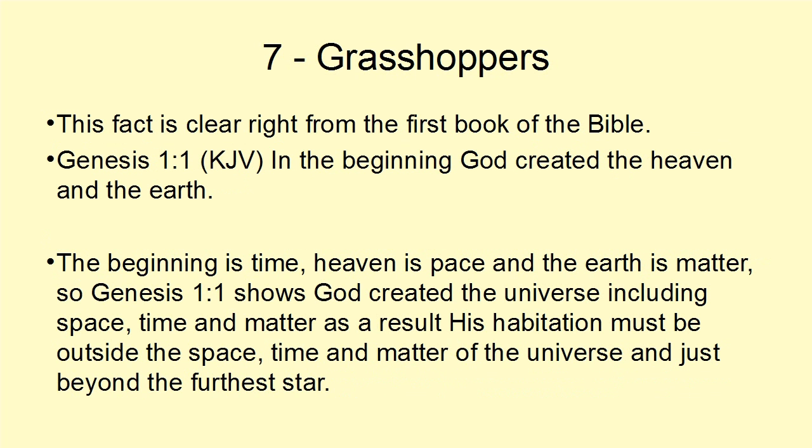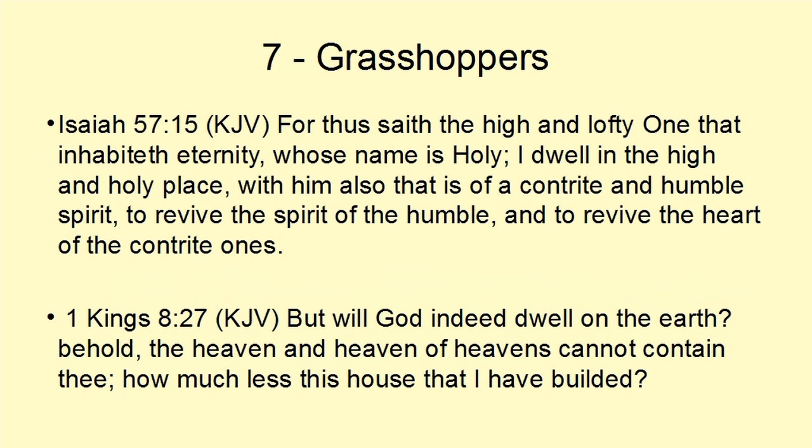Genesis 1:1. In the beginning God created the heaven and the earth. The beginning is time, heaven is space, and earth is matter. So Genesis 1:1 shows God created the universe including space, time, and matter. As a result, his habitation must be outside the space, time, and matter of the universe, and not just beyond the furthest star. Isaiah 57:15. For thus saith the Lord, high and lofty, one that inhabiteth eternity, whose name is holy, I dwell in the high and holy place, with him also that is of a contrite and humble spirit, to revive the spirit of the humble, and revive the heart of the contrite ones.